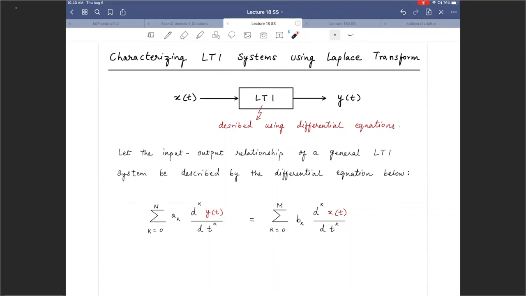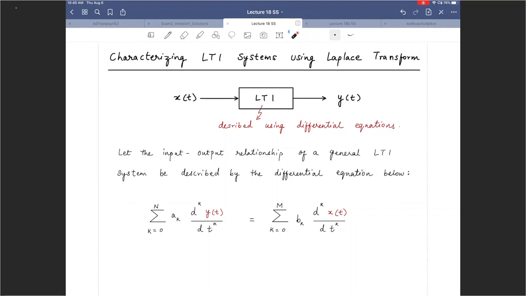On the left side, they are all output terms, y(t). And on the right side, we are combining all the input terms, x(t). So the zeroth derivative of x(t) multiplied by b sub 0, plus the first derivative of x(t) with respect to t multiplied by b sub 1, and so on up to some capital M number of terms on the right side. As you can see, on the left and on the right there are different numbers of terms. So it's a very generic equation.